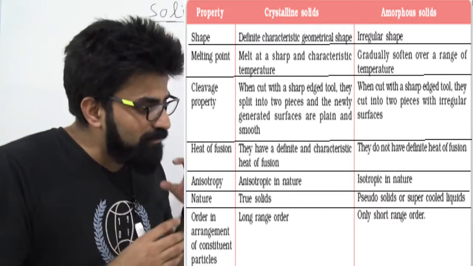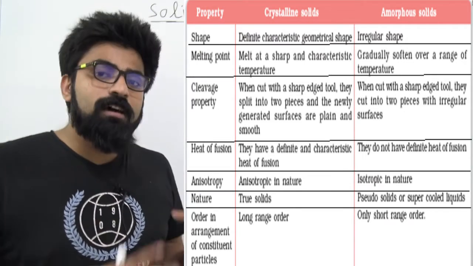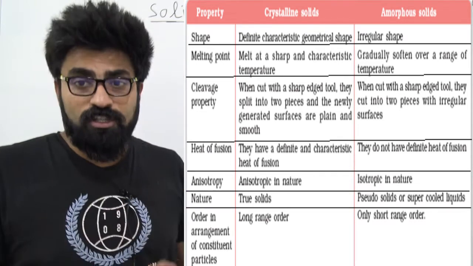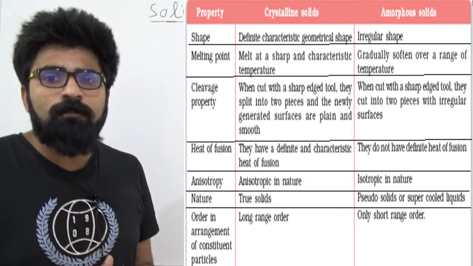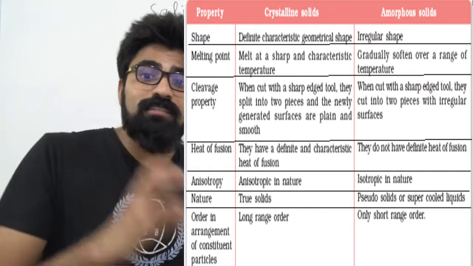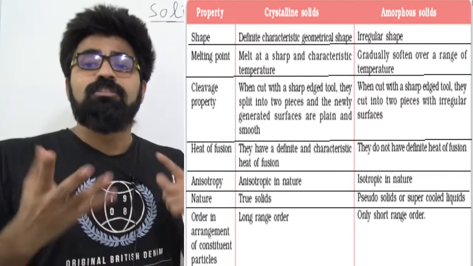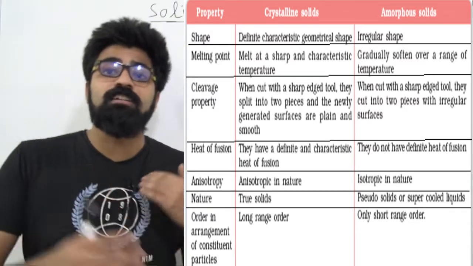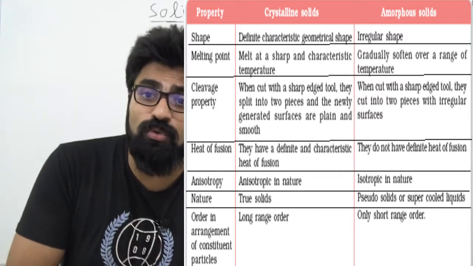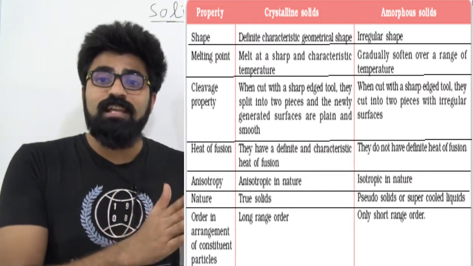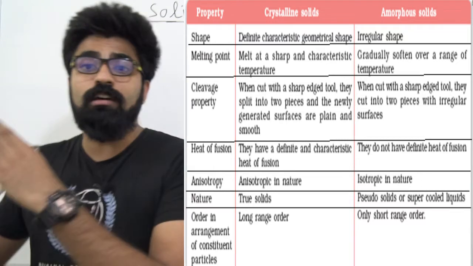But on the other hand, what about amorphous solid? You can see they have irregular shape. And why so? Their shape is irregular because of irregular arrangement of their constituent atoms, ions or molecules in their crystal lattice, right? So crystalline has definite characteristic shape, whereas amorphous has irregular shape, and this is because in crystalline atoms are arranged in a definite manner, whereas in amorphous atoms are arranged in an irregular manner, right?